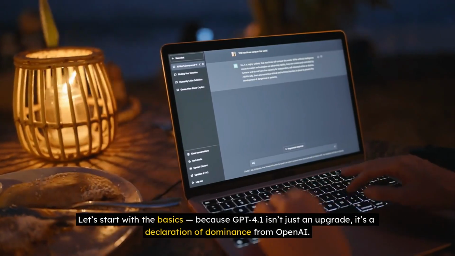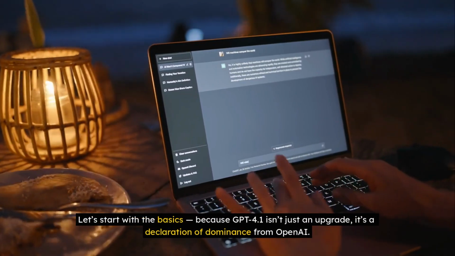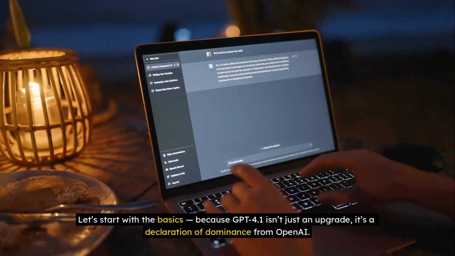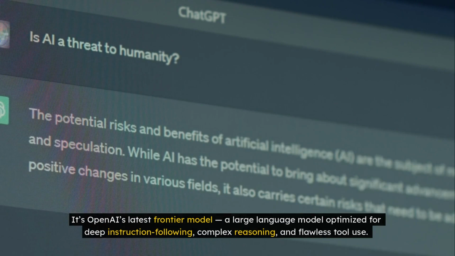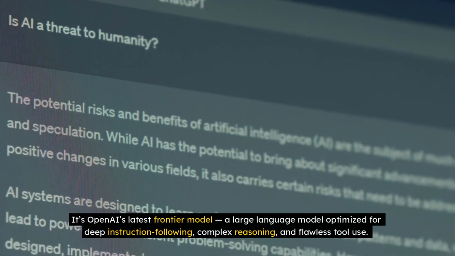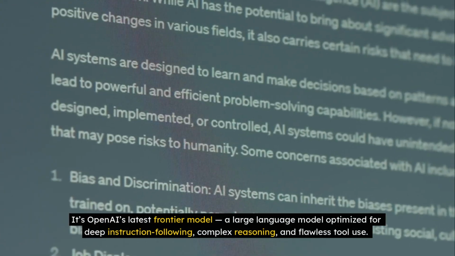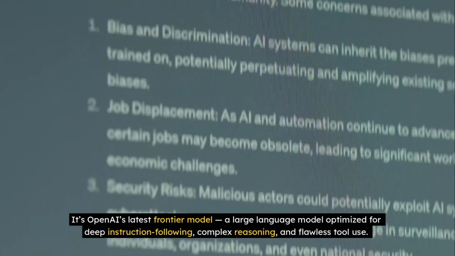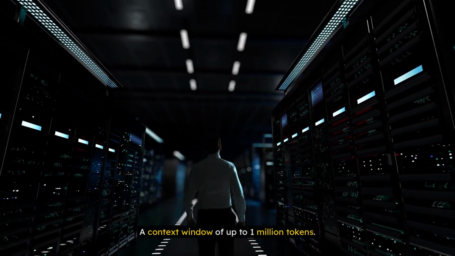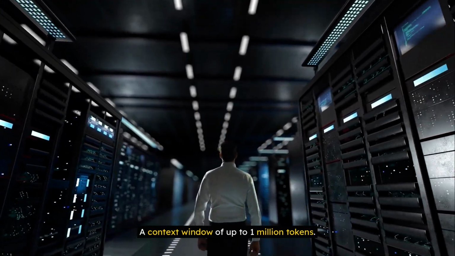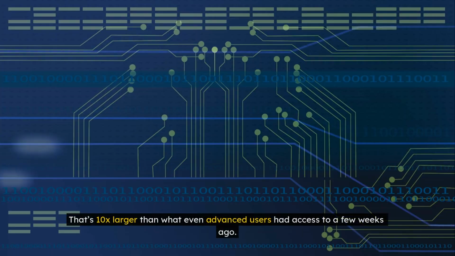Because GPT 4.1 isn't just an upgrade, it's a declaration of dominance from OpenAI. So what is GPT 4.1? It's OpenAI's latest frontier model, a large language model optimized for deep instruction following, complex reasoning, and flawless tool use. But the real headline? A context window of up to 1 million tokens. That's 10x larger than what even advanced users had access to a few weeks ago.